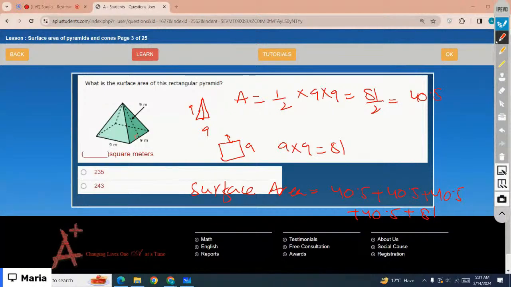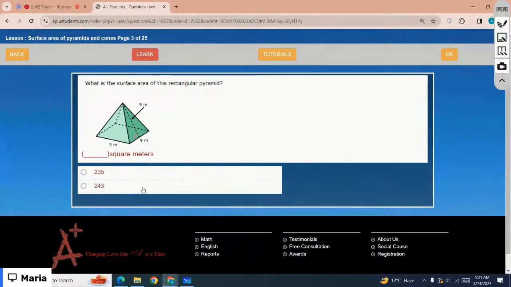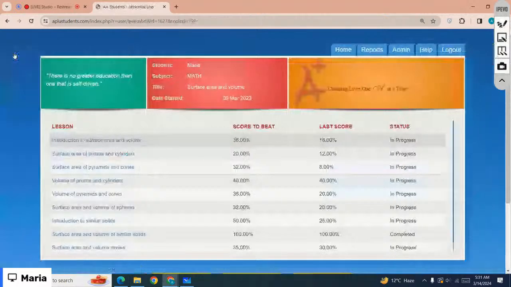So the correct option is 243. Got it? Okay, you can complete the lesson by yourself later today. So let me just move on to the next lesson. Okay, the next one is volumes of pyramids and prisms.